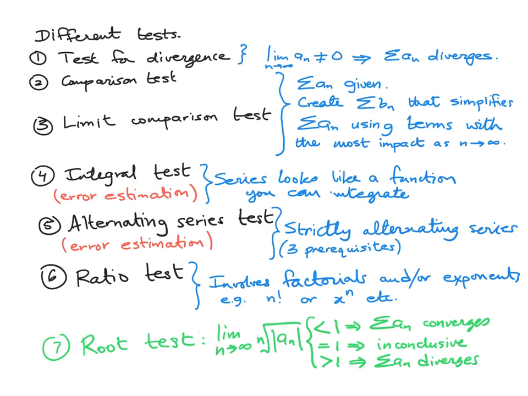Again, the alternating series test. There are three prerequisites for the alternating series test. It has to be strictly alternating. The individual terms in absolute value are decreasing, so absolute value of an plus 1 is less than absolute value of an, and also the limit of the terms is equal to 0, just so that you don't have the test for divergence creating problems.